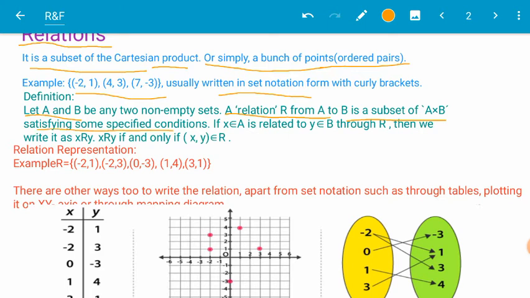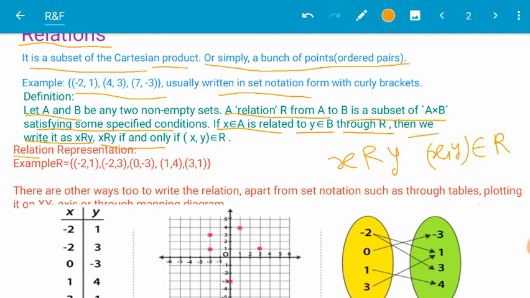It satisfies some specified conditions. If x belongs to A is related to y belongs to B, related means mapping. x is mapping to y through relation R. Then we can write x R y, a relation from x to y, if and only if the ordered pair (x, y) belongs to R.